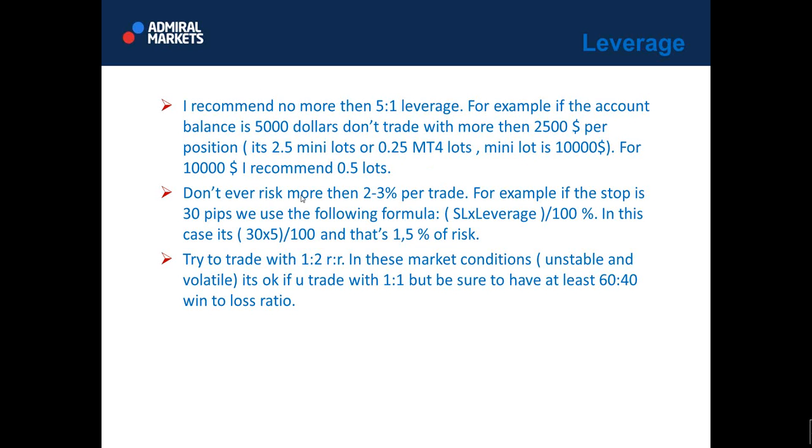Don't ever risk more than 2 or 3% per trade. I can recommend 0.8, 0.9 or less per trade. Use this formula, stop loss times leverage divided by 100%, and you will know how much you're risking. Try to trade with 1 to 2 risk to reward. In unstable and volatile market conditions, or if you're trading more than 10 pairs, it's okay if you trade with 1 to 1. But be sure to have at least a 60 to 40 win to loss ratio. It will depend on your method.